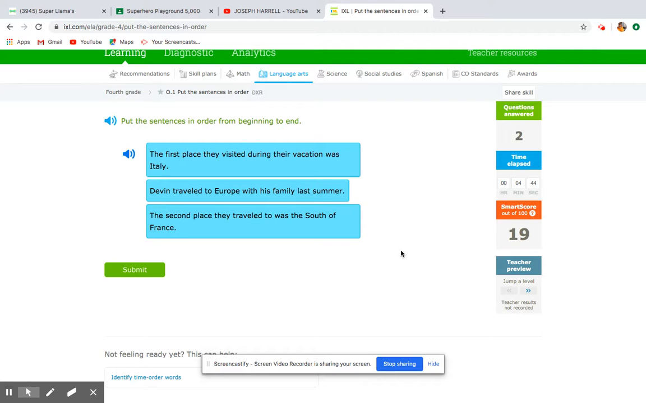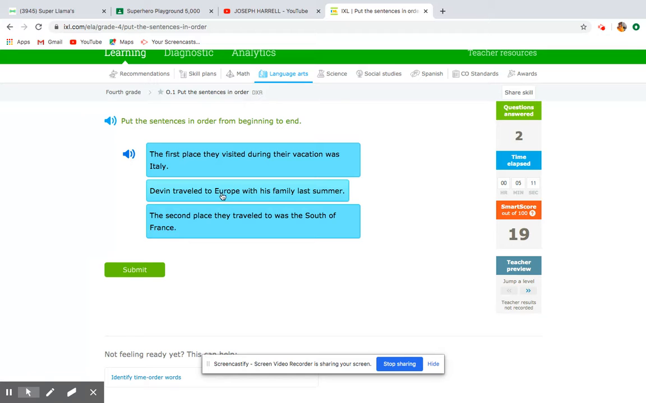In order to be successful at this, you really do have to read these closely and think about the words that they use. The first place they visited during their vacation was Italy. Devin traveled to Europe with his family last summer. The second place they traveled to was the south of France. Okay, now if you don't know much about Europe, this might be a little bit confusing.